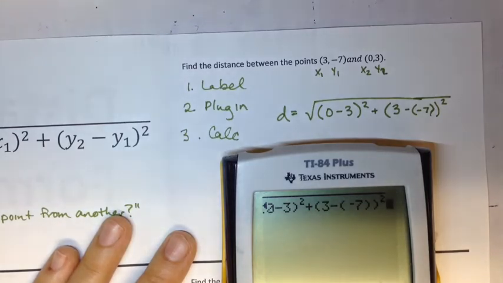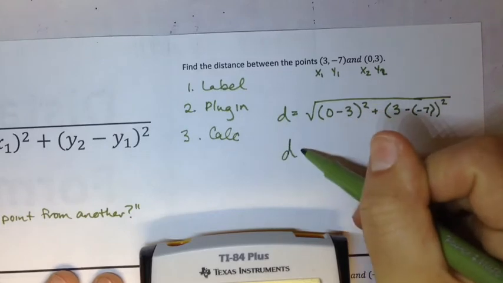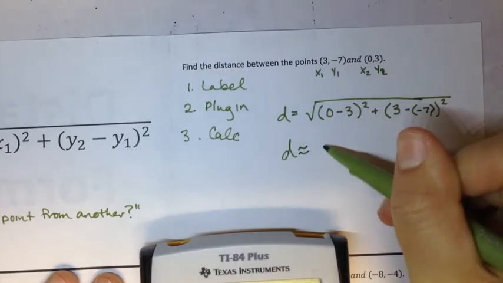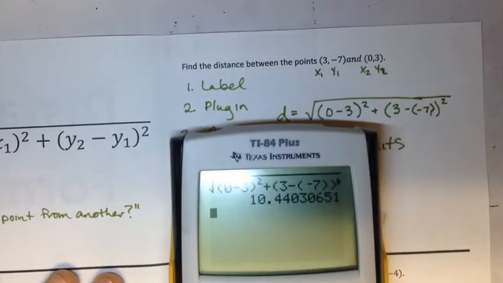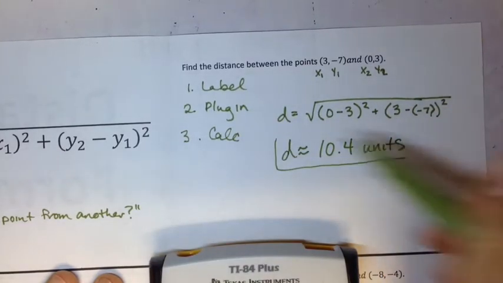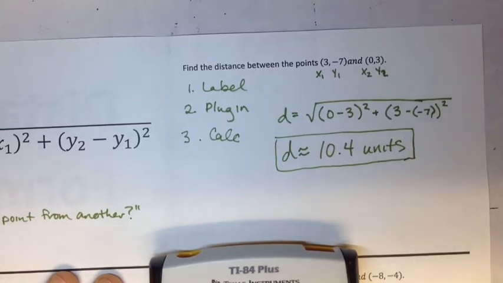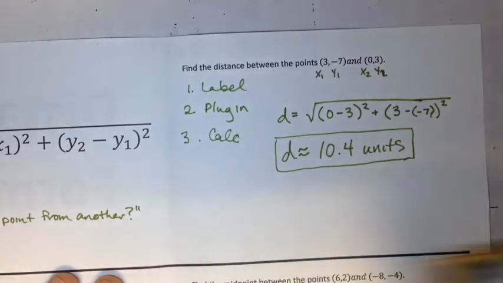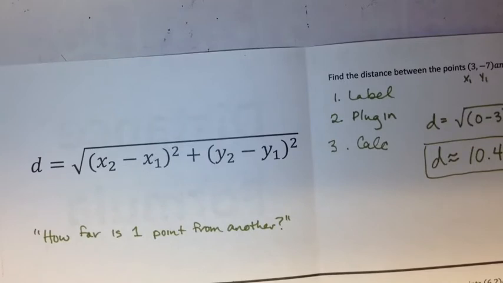And if we calculate this distance, we would answer the question by saying the distance is approximately equal to 10.4 units. See how I rounded that number to the nearest tenth? In geometry, you will have to round correctly, and you will have to put units at the end of it. It did not tell me what we're measuring, so we're just going to put the word units. That is the distance in units between these two points on a coordinate grid. Easy peasy lemon squeezy. If you can throw it in the equation right here, label it, plug it in, and throw it in your calculator, you're good to go.